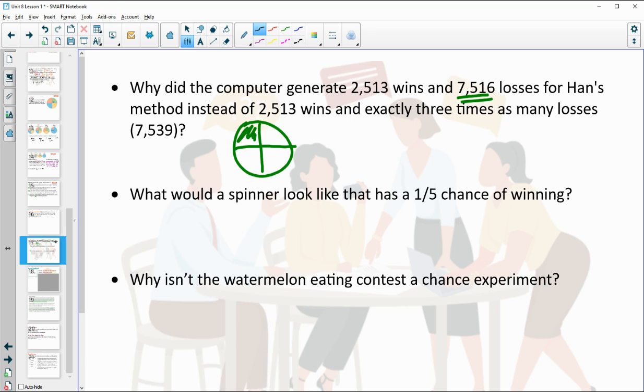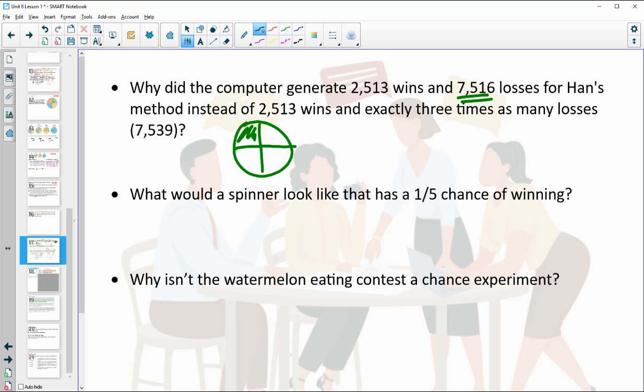And so because it's up to chance, every time it resets, you're not guaranteed to have exactly 1 win to 3 losses, but the more and more times you play it, the more and more the probability will be closer to that 25%.